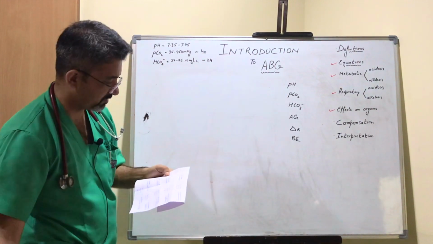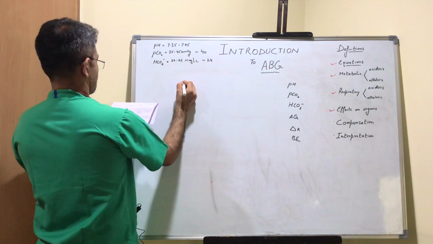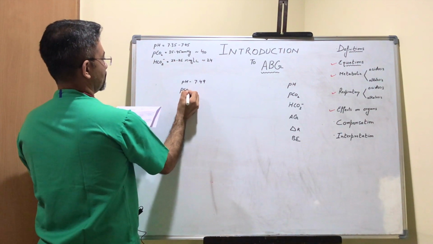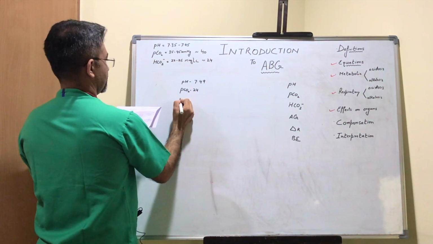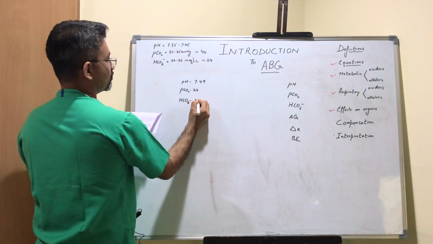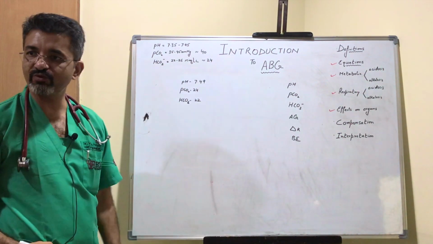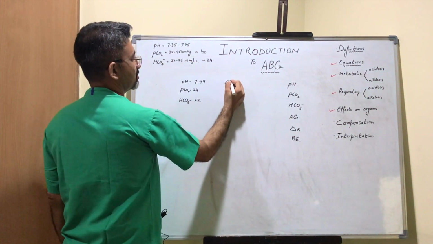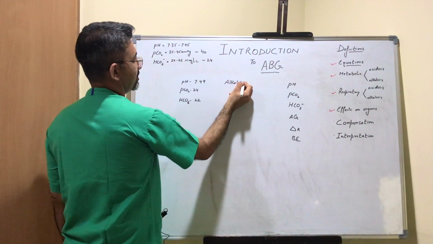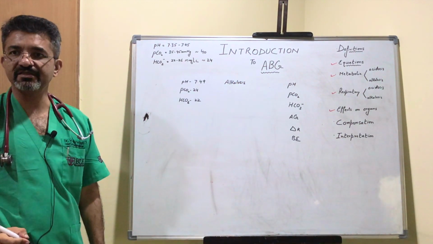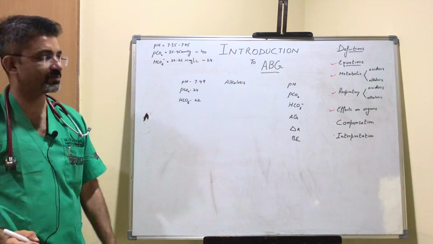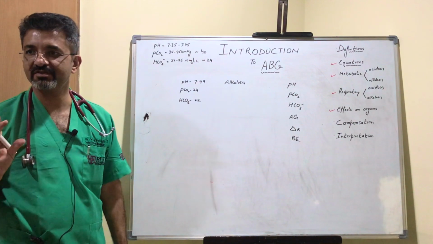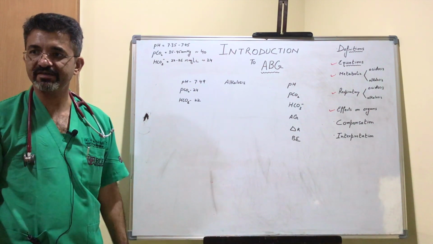First example. Second example. Suppose my pH is 7.49, PCO2 is 24, HCO3 is 22. So it is well beyond 7.45. So it is alkalosis, no doubt. Alkalosis. I see my CO2. It is less than 35, definitely. So my pH is going up, CO2 is going down. So it is respiratory alkalosis, no doubt. Clear? It is respiratory.